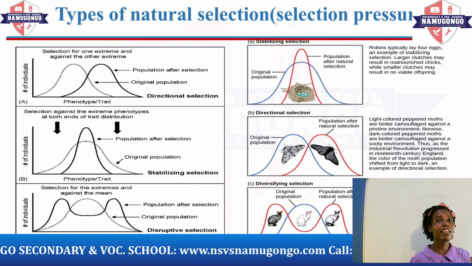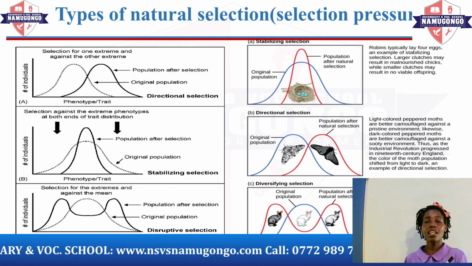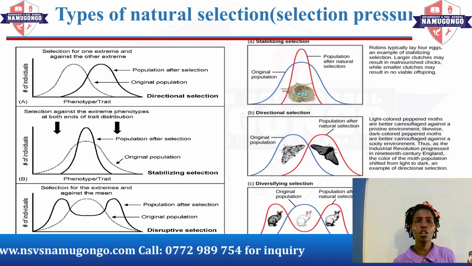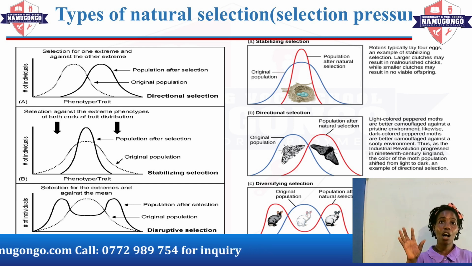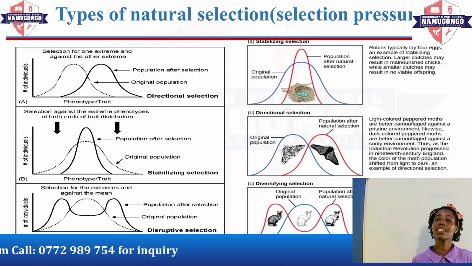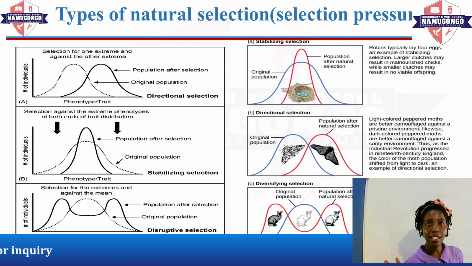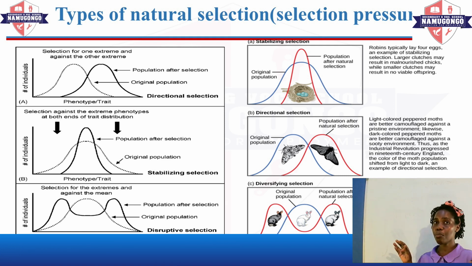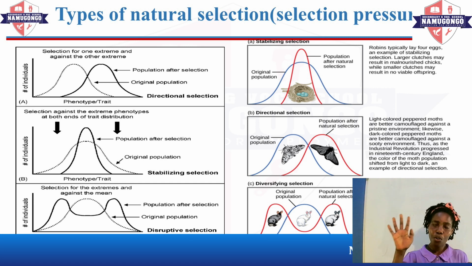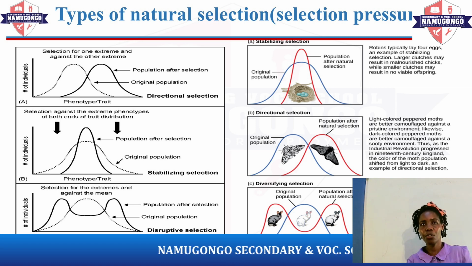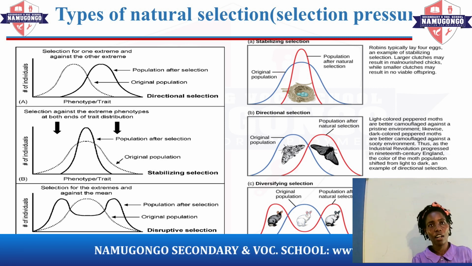So you find that these moths that are black colored are going to be favored within that region, whereas the moths that are white in color are going to be selected against. What do I mean? They are going to be very easily seen by the predators. They are going to be easily captured and eaten. So their species will reduce, whereas the black species will continue to flourish. That is directing in form of color.